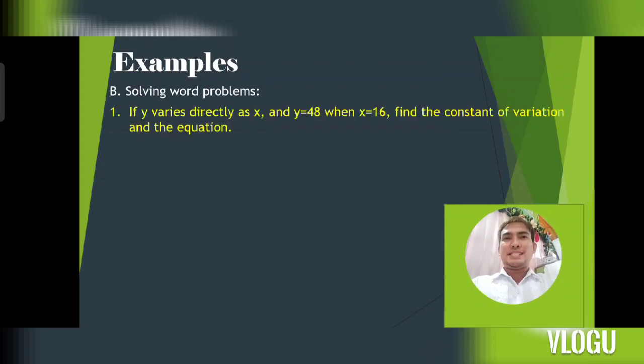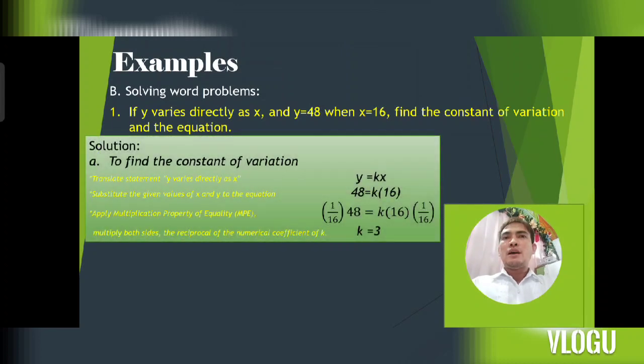Solving word problems. Let's have number 1. If y varies directly as x and y is equal to 48 when x is 16, find the constant of variation and the equation. So again, y is equal to 48 when x is 16. We are asked to find the constant of variation and the equation. Okay, so let's have now the solution. To find the constant of variation, let's have this step. First, translate the statement y varies directly as x. And that is y = kx.